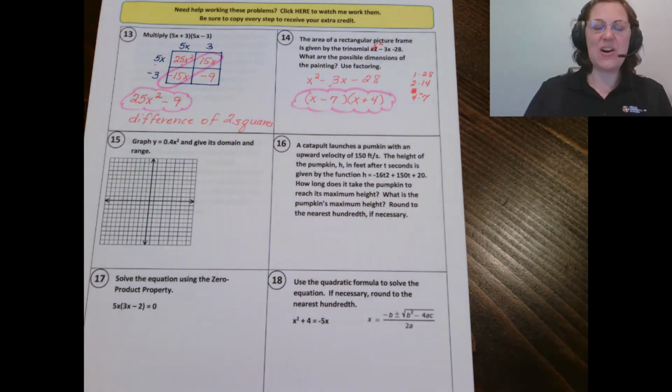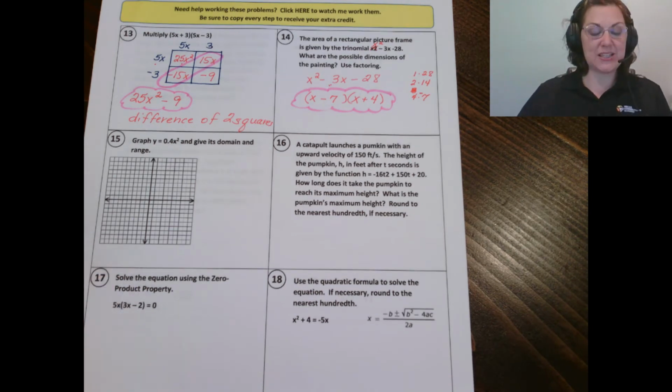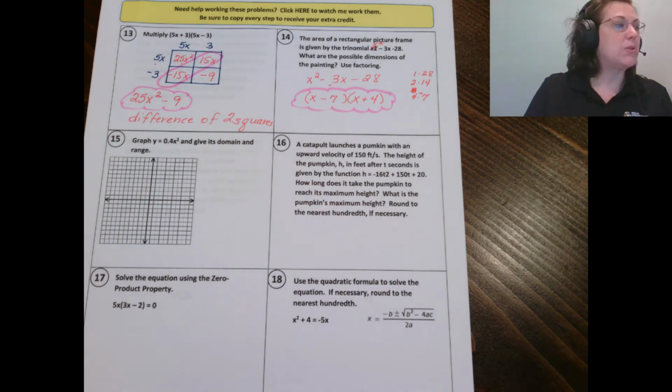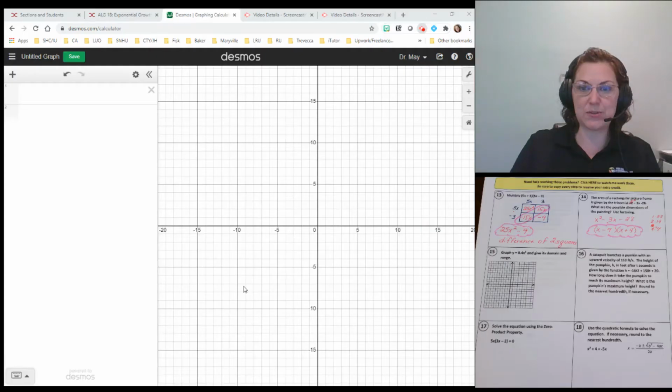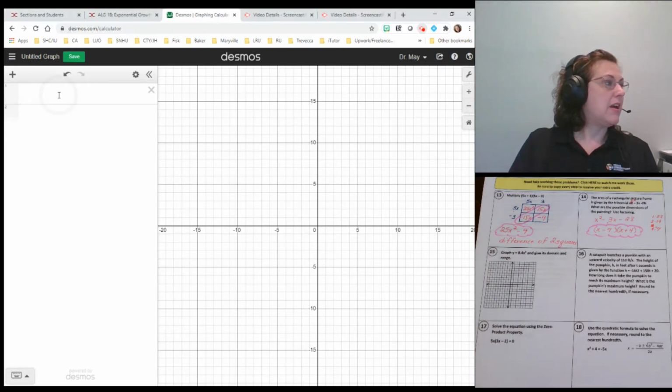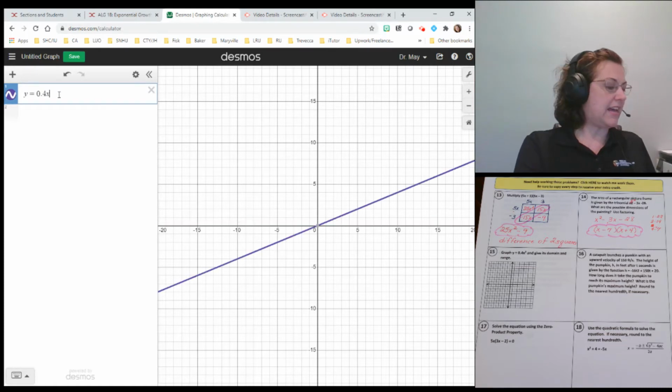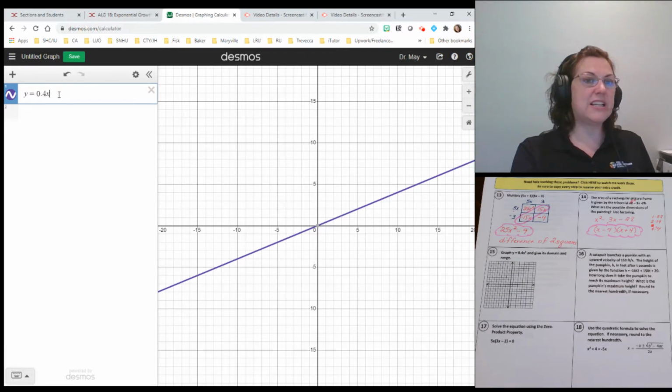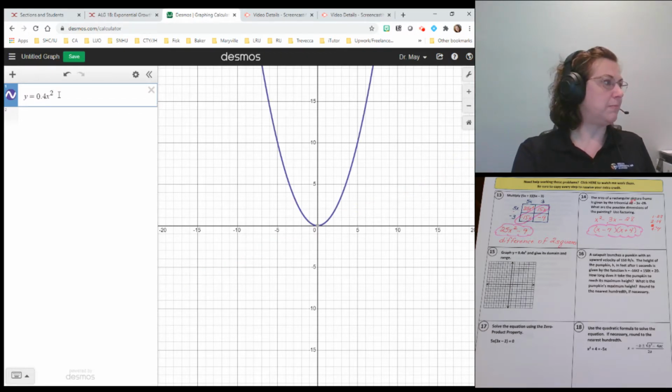Yay! Okay, for number 15, we're going to use the Desmos graphing calculator. I'll be sure and link it in the description below so that you can use it pretty quickly, and you definitely want to use it on your semester exam. So let me switch views so you can see my Desmos graphing calculator. And I'm just going to graph this function, y equals 0.4x squared. It's really simple in Desmos. You just type it, y equals 0.4 x. Now the caret is the shift 6 to get in that exponent, 2.